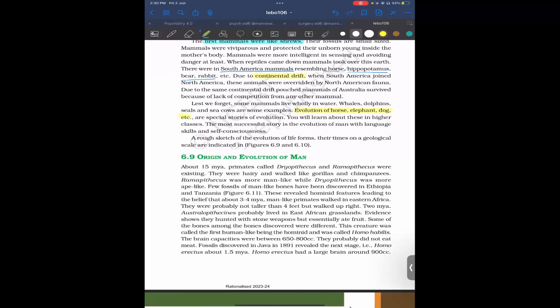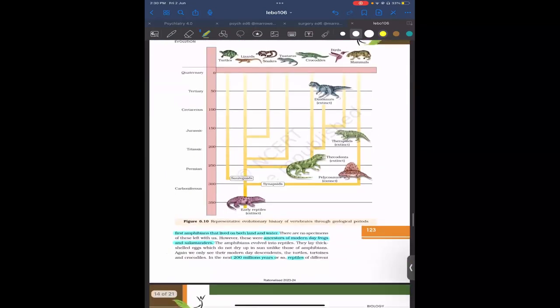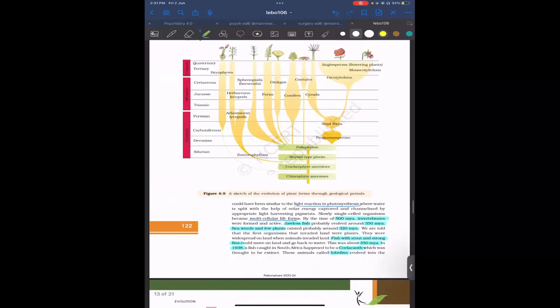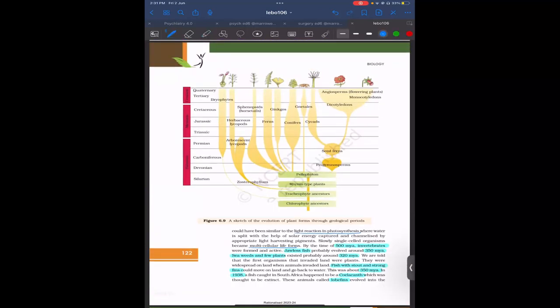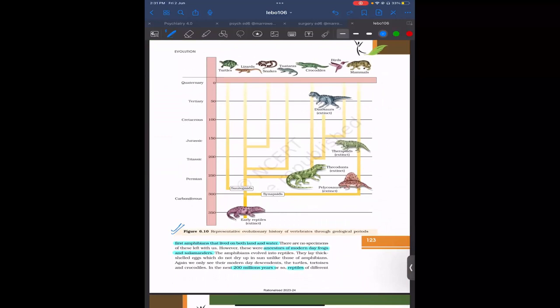They have their own special story. Why did I highlight this? Because these NCERTs are made out of these lines. Now, this is an important one: the most successful story is the evolution of man with language, skills, and self-consciousness. Out of this, what you need to remember is just the data which I highlighted, that is the years and the organisms which developed during that time. And also try to remember these diagrams as well as you can, because sometimes they are asked in the exam. They just erase one or more names and ask for the option.